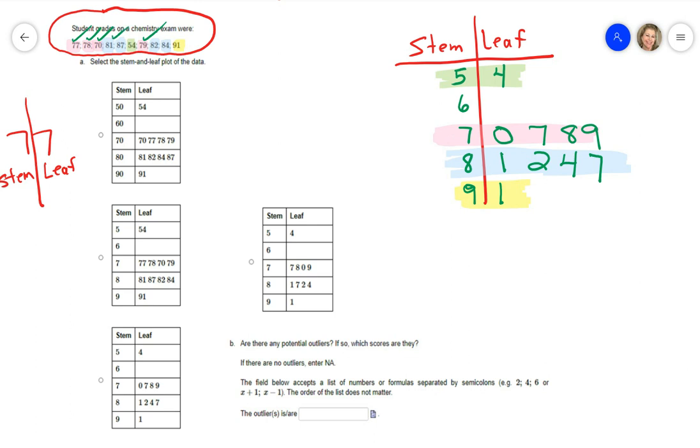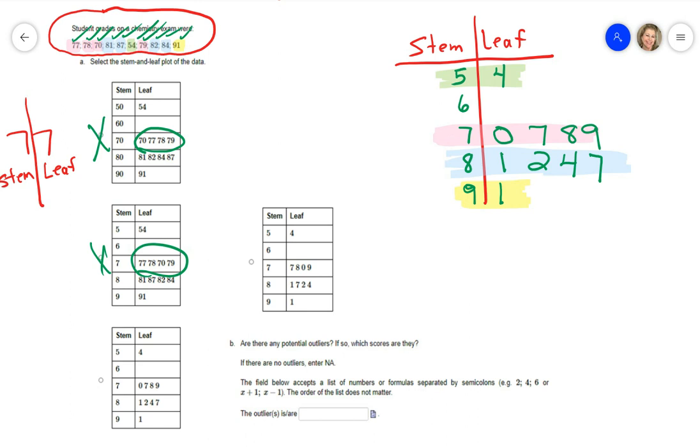I've taken care of everybody, right? I did that one and that one already. Yep, they're all in there. So looking at the multiple choice, I can immediately eliminate this one because they wrote the leaves as double digits here. Same thing on this one, double digits. So now I just have to compare the other two.